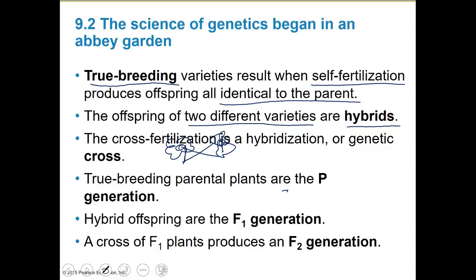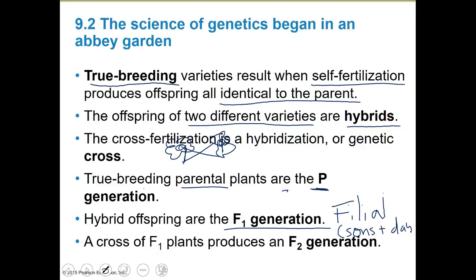Okay. So true breeding parental plants are the P generation. P for parental. The parentals in our case here are always true breeding. They're always identical. They're always just the same variety. So they're true breeding. Hybrid offspring are F1. F stands for filial. It's, if I can even spell it right, filial. So filial is just a term for sons and daughters.